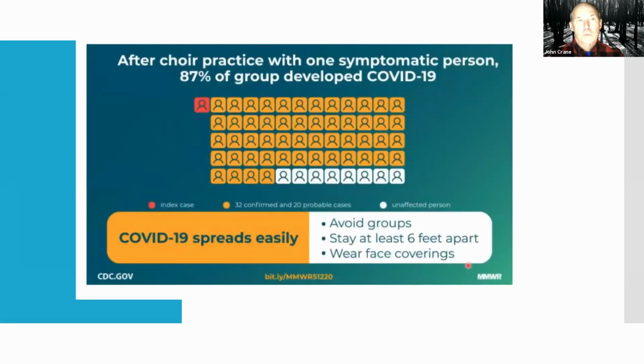And here's the picture. There was one person who came to the choir practice. He wasn't feeling his normal well self, but he figured he needed to show up anyway, and he transmitted it to 87% of the other choir members in that choir. So it just shows you how transmissible it can be when you have a large group indoors and a highly infectious super spreader among those people.